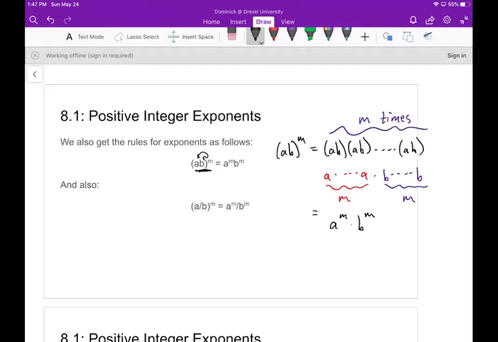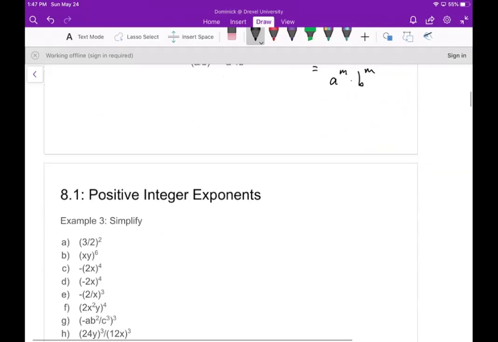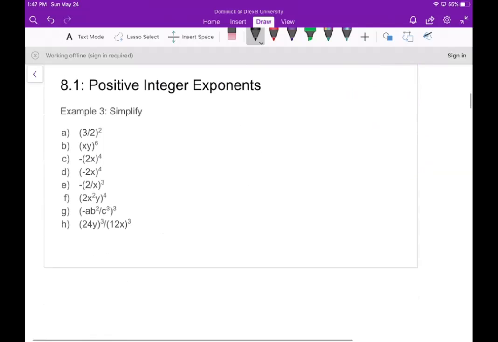And you can do something similar. Actually, the way that it works out for division is even easier because you're just doing multiplication of fractions. Okay, so let's simplify a couple of examples. So in part A, we have 3 over 2 squared. So that's 9 over 4. Because I should really do this in one extra step. Because this is 3 squared over 2 squared. So that's 9 over 4.